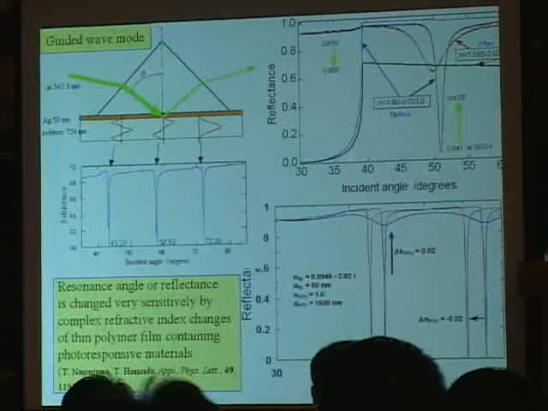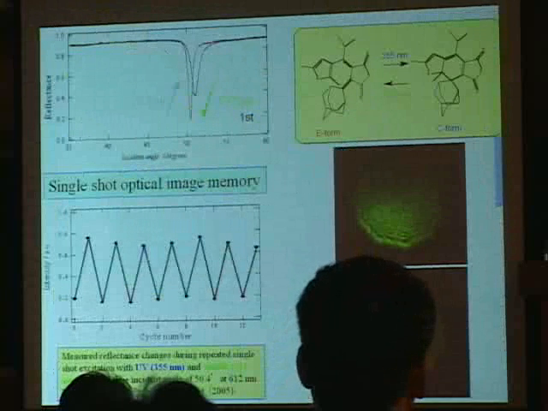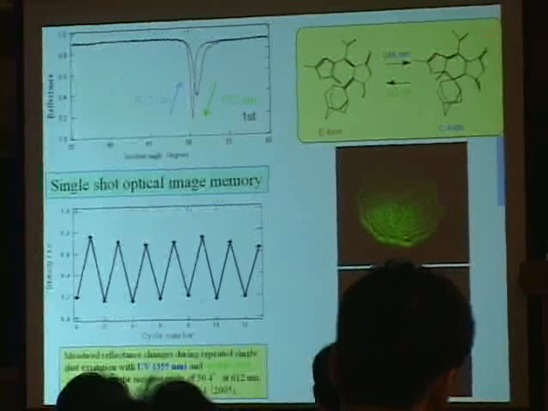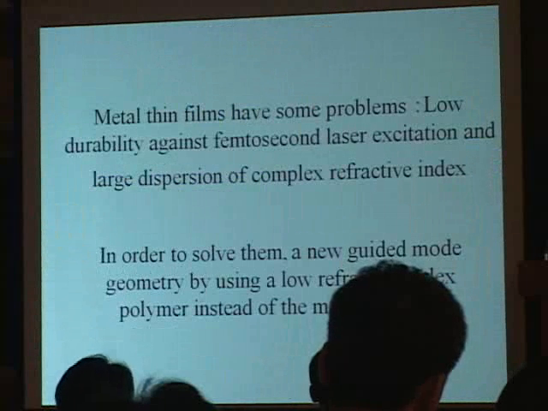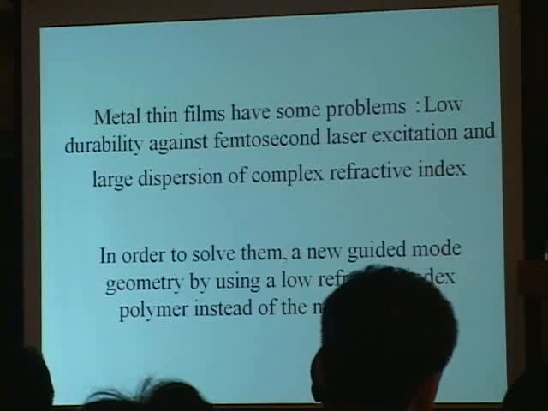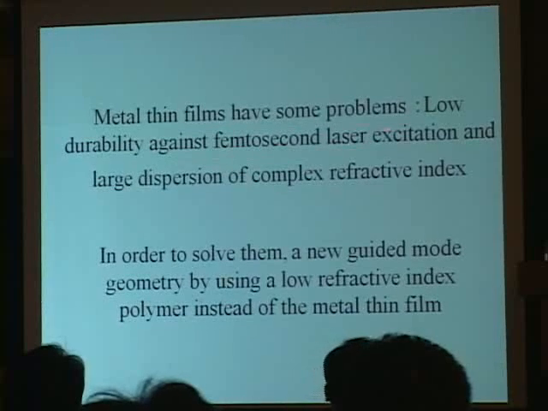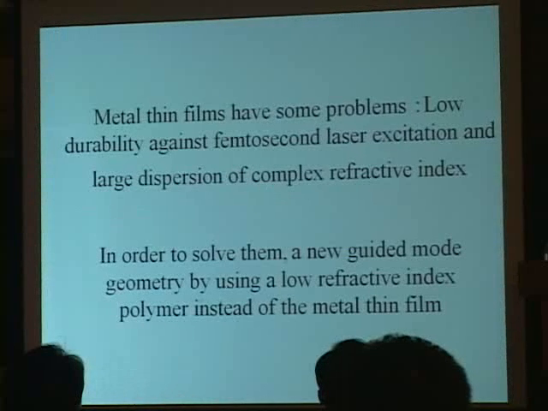So if we fix the incident angle, for example, here, then the reflectance becomes larger or smaller by the photochromism achieved by this compound. But this works very well. But this system has some problems. One big problem is that metal thin film, as you know, can be evaporated or broken by a femtosecond laser. So that is a big problem. And this is not big, but metal film also has a large dispersion of complex refractive index.